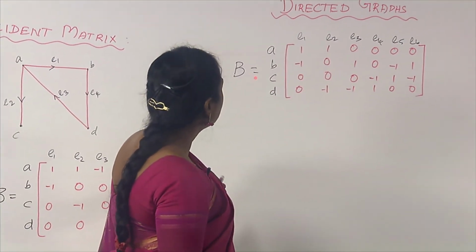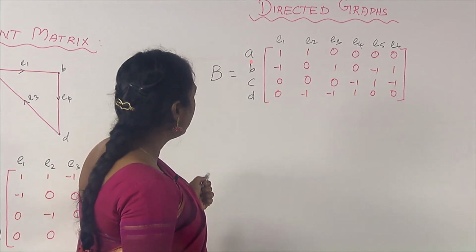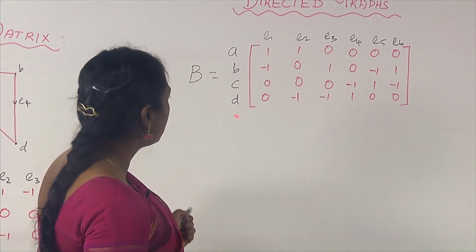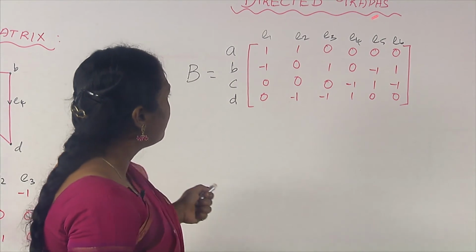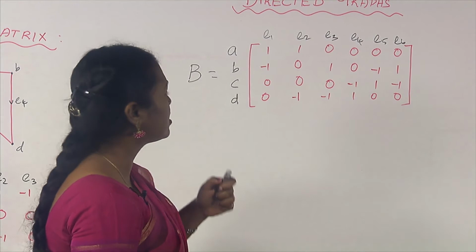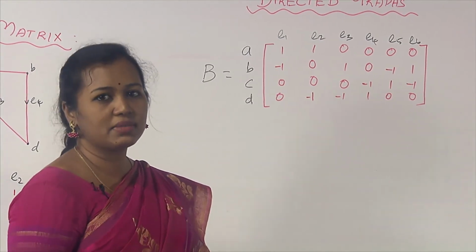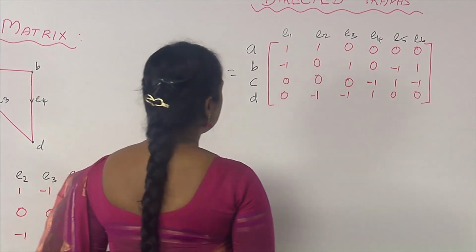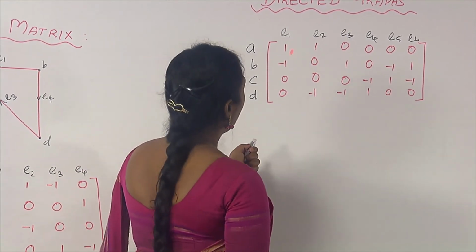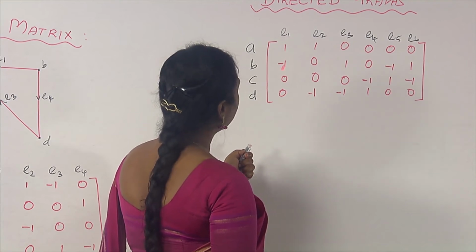I have an incidence matrix B here. All the vertices A, B, C, D are written column-wise. Row-wise we have 6 edges: E1, E2, all the way up to E6. I am going to show you how to construct the graph from the incidence matrix. So, A, B, C, D, there are 4 vertices, and now let us look at E1. Here there is 1 and minus 1.